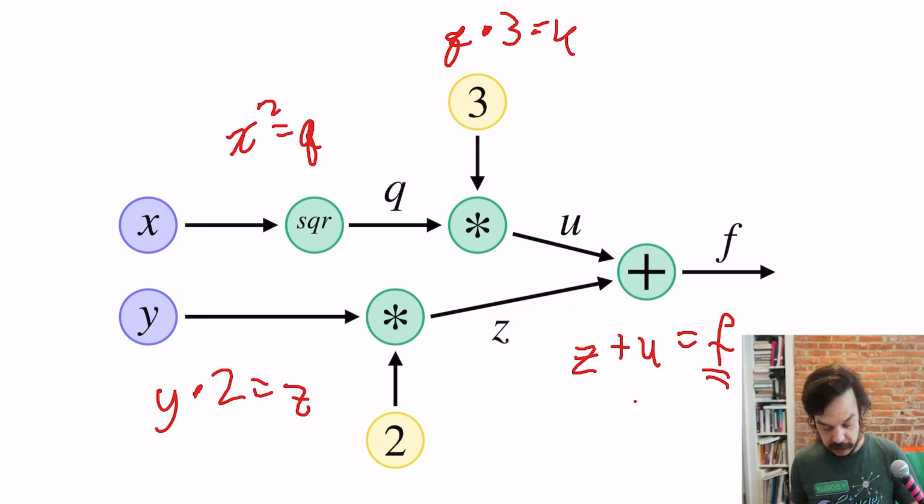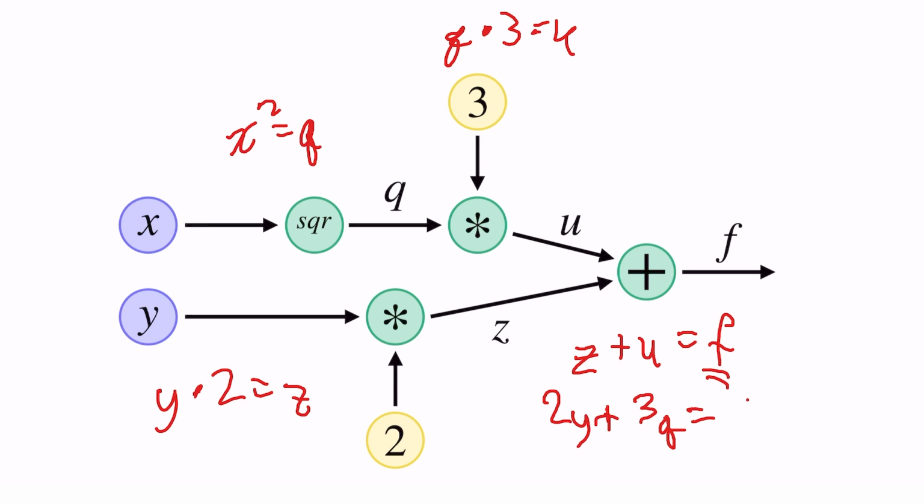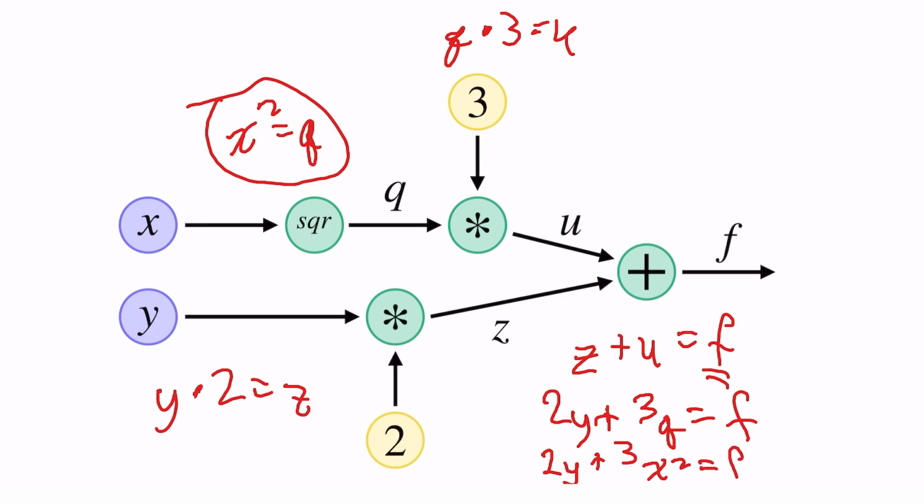So if we substitute all these in, u in this case is 3q, z is 2y, and this still equals f. And then the last bit is to substitute q for x squared here. So we're left with 2y plus 3x squared equals f. And this is just basic calculus and substituting things. So the computational graph, you can think of it as a clever way to represent mathematical algebra and how to compose these operations.